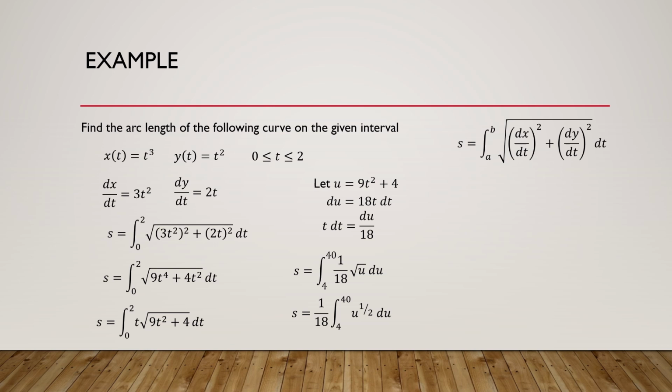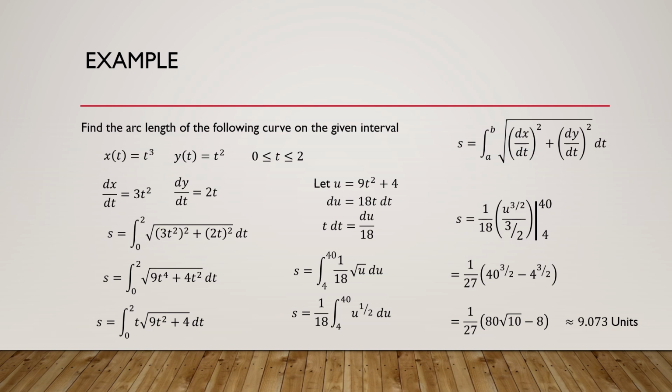Taking the integral, we get 1 over 18 times u to the 3 over 2 over 3 over 2, evaluated from 4 to 40. 1 over 18 divided by 3 over 2 equals 1 over 27 times the quantity 40 to the 3 over 2 minus 4 to the 3 over 2. This can be simplified to 1 over 27 times 80 times the square root of 10 minus 8, or approximately 9.073 units, rounded to 3 decimals.